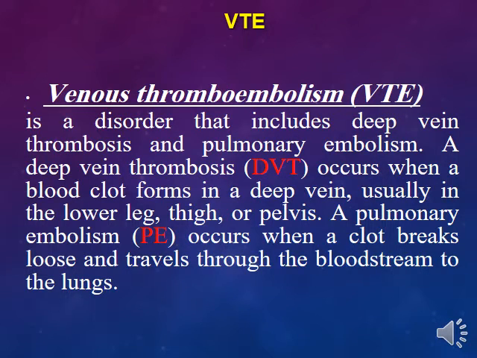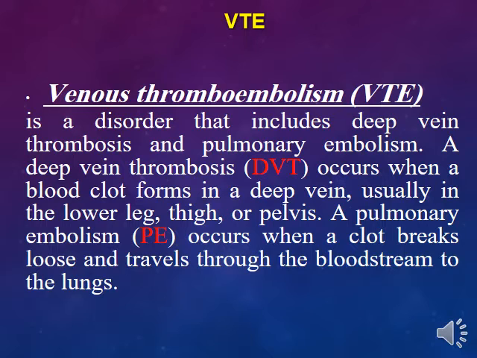VTE is a disorder that changes the blood from the fluid to the solid state. What is meant by thrombus formation? This thrombus is formed in the deep venous system. Usually it begins in the leg, thigh, or pelvis, and may extend to the IVC, and when it migrates, it affects the pulmonary arteries, leading to pulmonary embolism.